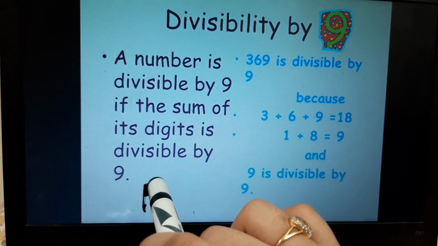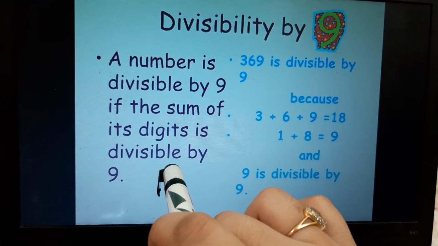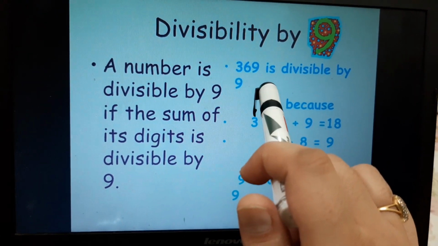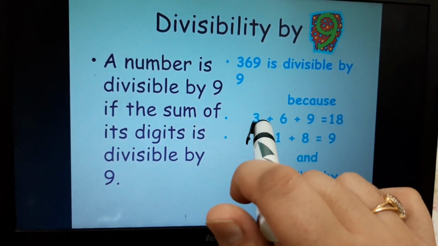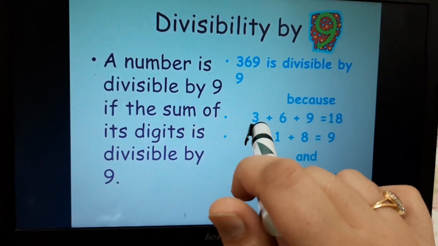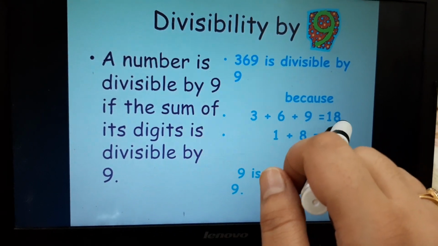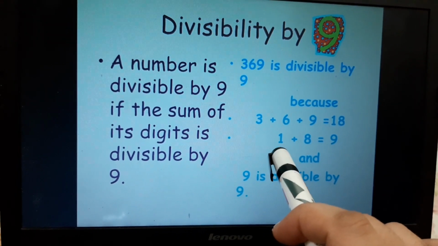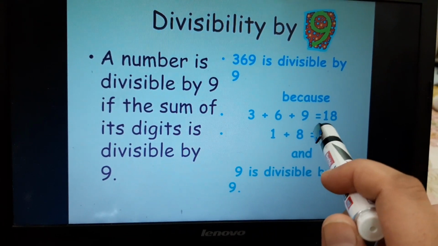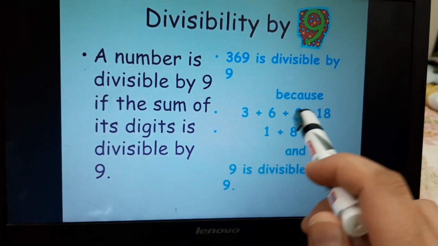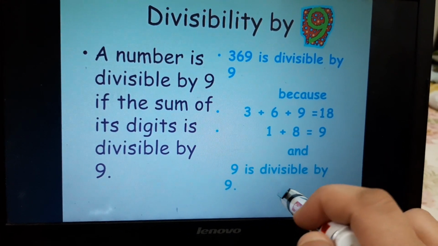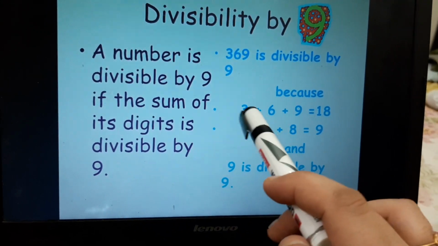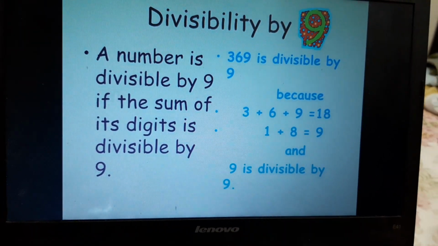Similarly, as we have done for 3, 9 is also similar. For example, if I take the number 369, now the sum of these 3 digits, 3 plus 6 plus 9, that is 18, or you can further do it like this. As we know, 18 is also divisible by 9, but you can further separate it. 1 plus 8, that is 9. So 9 is divisible by 9. It means the number 369 is divisible by 9.